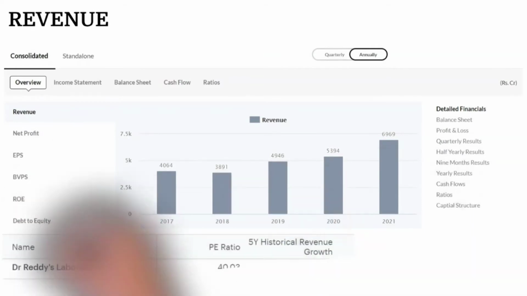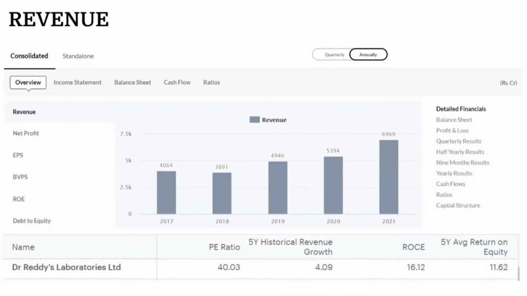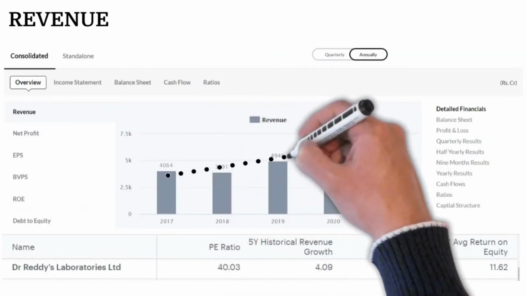The important indicators that we need to look at are the ROCE and the ROE. The ROCE looks excellent because it is greater than 15, but the ROE average is good but not great because it's above 10 but lesser than 15. Historical revenue growth is also 4%, which is average, right? Not good. PE ratio 40, not bad, not good. So, I can say okay for revenue.